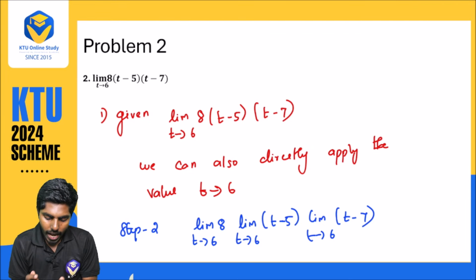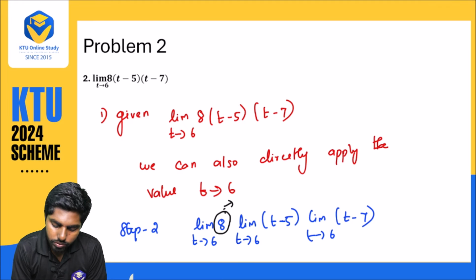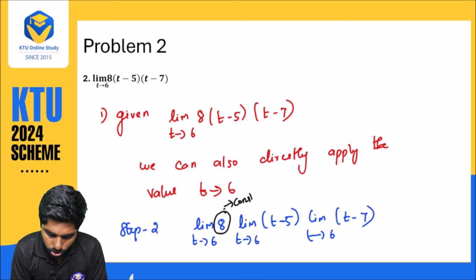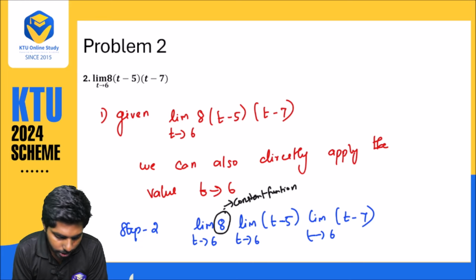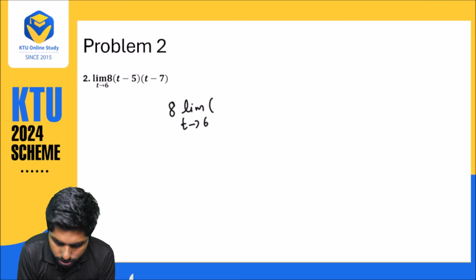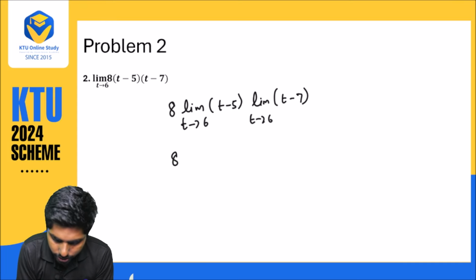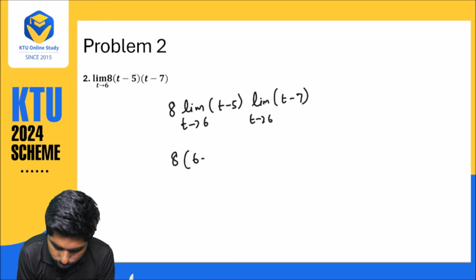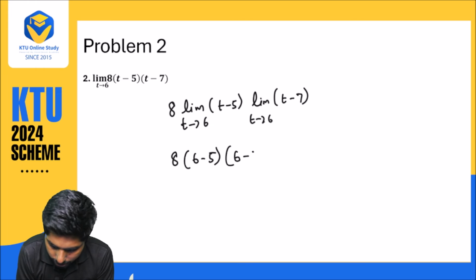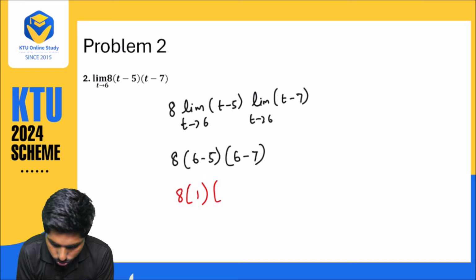I am splitting this way, and we know that this is a constant. Whatever value it is approaching, a constant function will be the constant only. So this is a constant function. What will we be getting? We will be getting 8 into limit t approaches 6 of t minus 5, into limit t approaches 6 of t minus 7. So 8 into, when t approaches 6, 6 minus 5, and 6 minus 7. So what value are we getting? 8 into 1 into minus 1. So the answer is equal to minus 8.